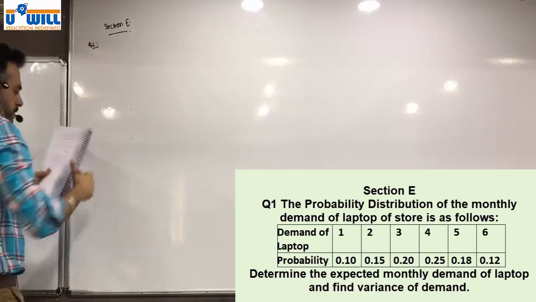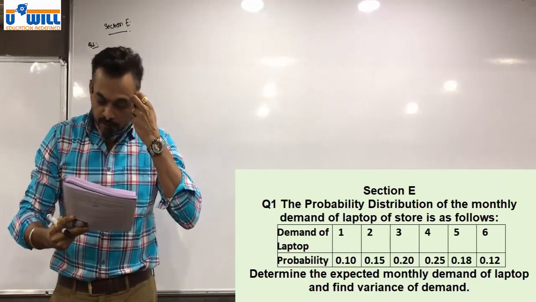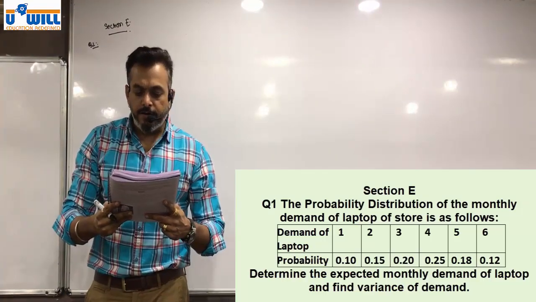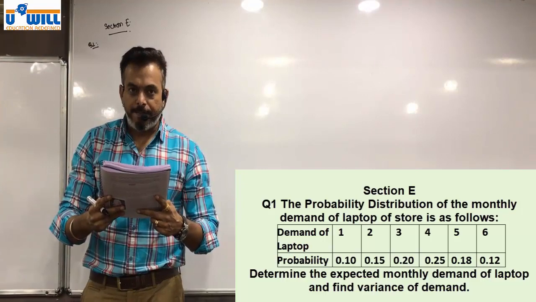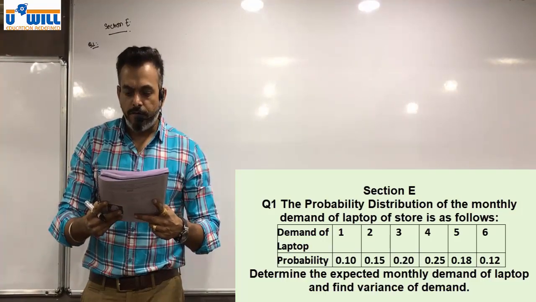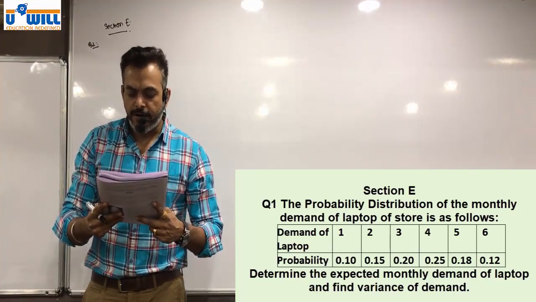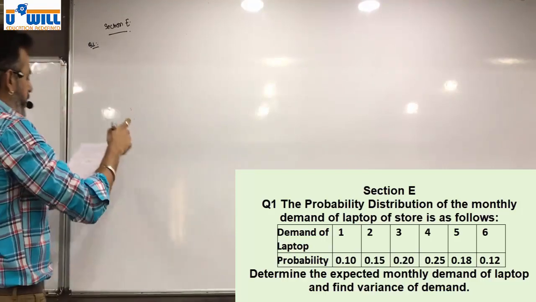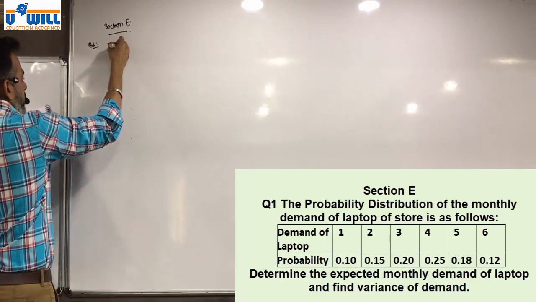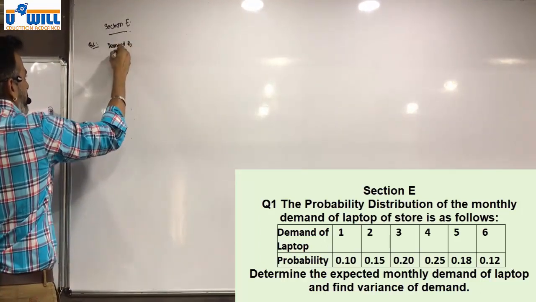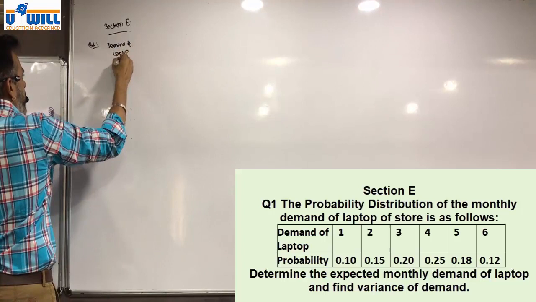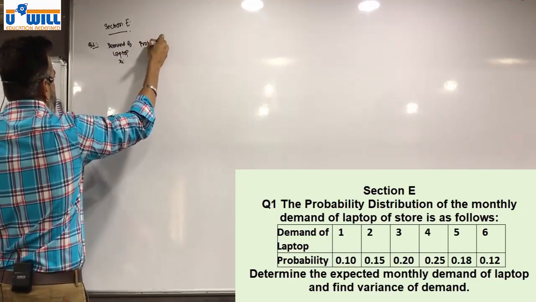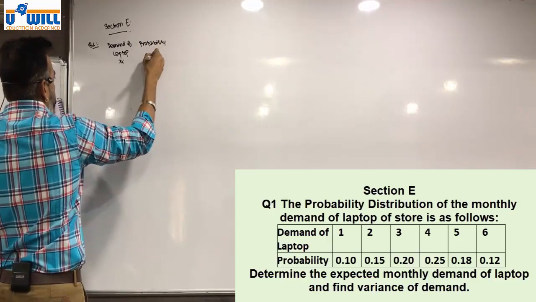Question 1. The probability distribution of monthly demand of laptop in a store is as follows. Determine the expected monthly demand of laptop and find variance of the demand. Now, already the information is given. We write it vertically. Demand of laptop Xi, probability P of Xi, and Xi into P of Xi.